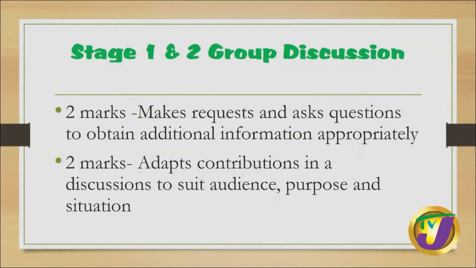You earn another 2 marks if you adapt contributions in a discussion to suit your audience, your purpose, and your situation. So you always have to think about your audience. And in this particular case, you're talking to your peers. So 3 to 5 of you are sitting around a table and you're having a conversation. What is your purpose? You are discussing this topic, and the situation is that you are doing this for an exam.